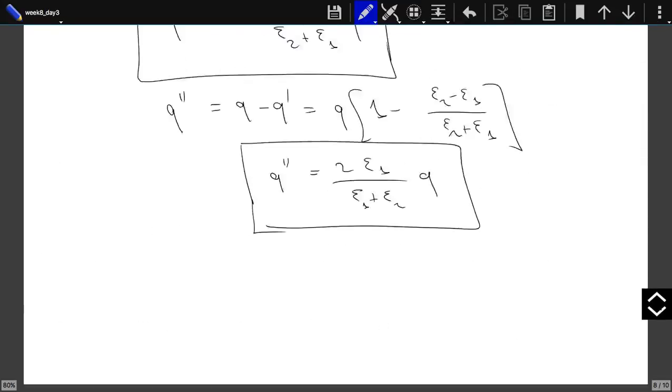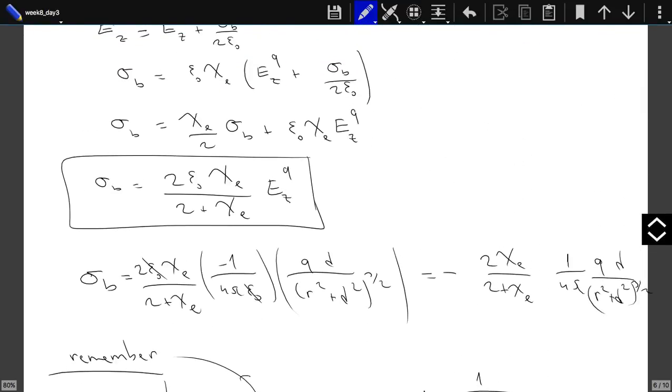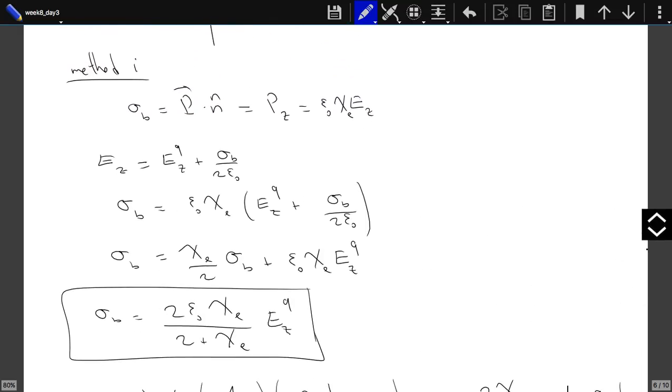No. You see, what we did in method 1 was kind of a clever trick. That, well, the bound charges we could write in terms of the electric field, which we could write in terms of the free charge and the bound charges. That gave us an equation for the bound surface charge density. And by solving that equation, we could determine the bound surface charge density. Once we know that bound surface charge density, well, we can just write down the potential and the electric field.